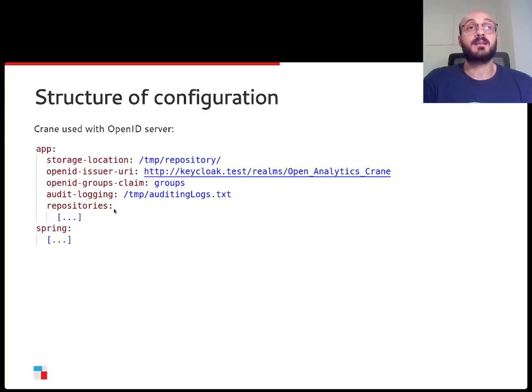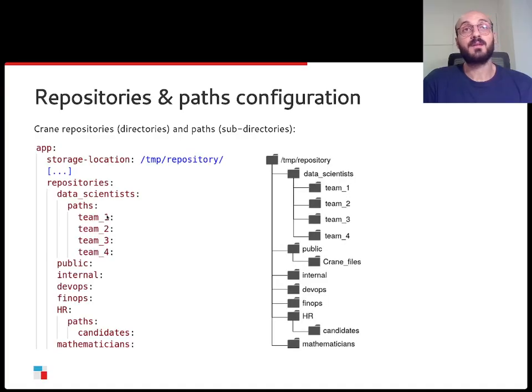Then the last property in this example is the repositories property, which is the property we're going to focus on next. This property contains the folders or directories which we want to share with our users. The first level of these folders is called repositories, as the property name suggests, and all the subdirectories inside repositories or even subdirectories of subdirectories are called paths. So the configuration tries to follow a tree structure which is typical for files.